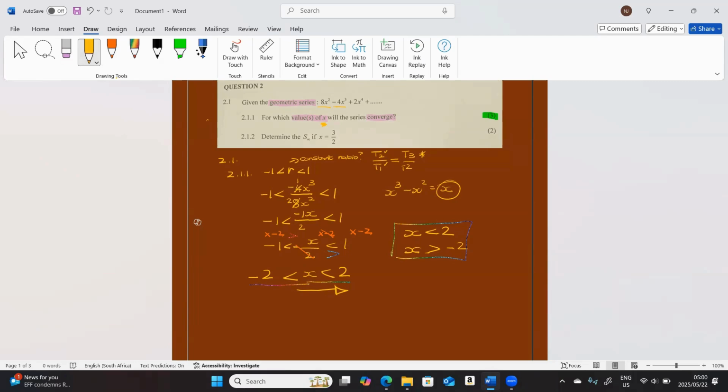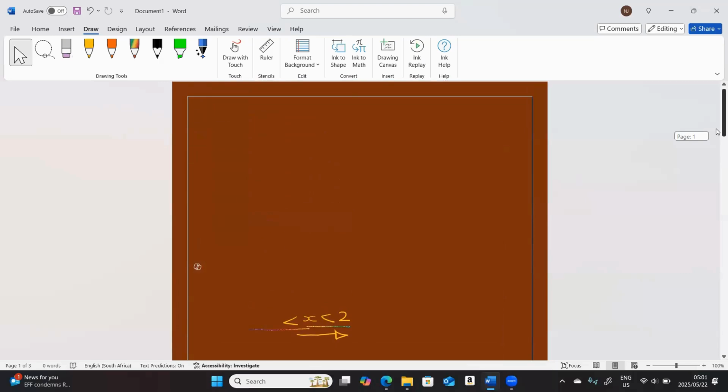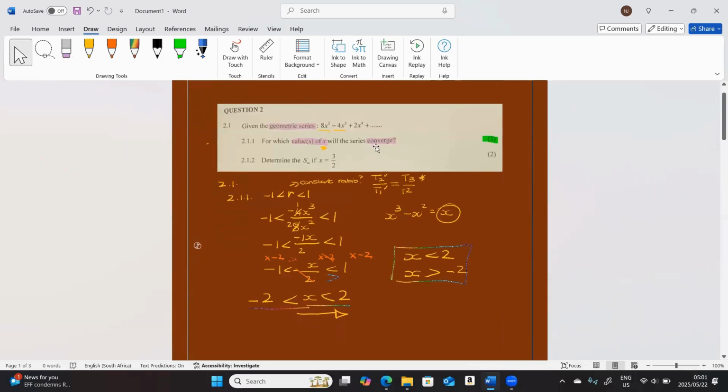Then we get to 2.1.2. Determine the sum to infinity if x equals 3 over 2. So, determine the sum to infinity if x equals 3 over 2. And this is for 2 marks, guys. What you have to do over here is, can you see they give me a value for x? That is very important. They give me a value for x.